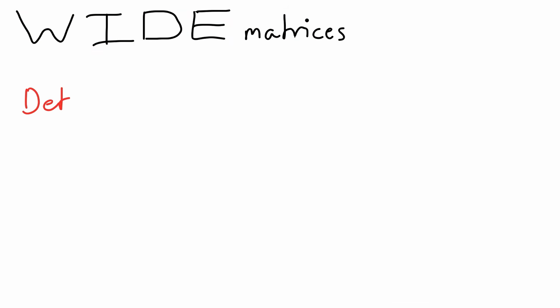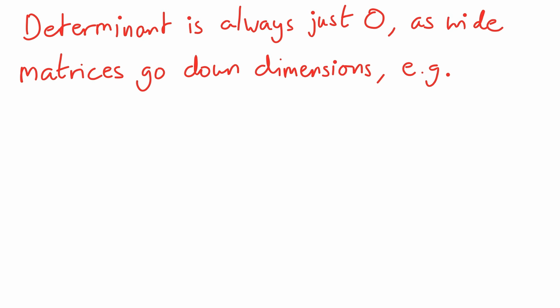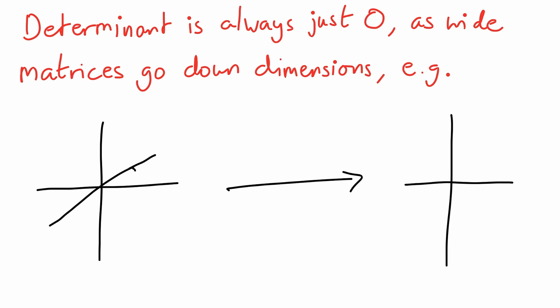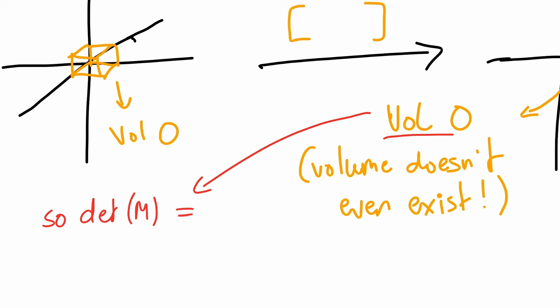Yeah, the determinant is always going to be 0, because these matrices all represent transformations from higher to lower dimensions. When this happens, the original measurement in the higher dimension doesn't exist in the lower dimension. For example, the volume of a unit cube transformed into 2D space would be 0, because the idea of volume just doesn't exist in 2 dimensions. So the general rule for wide matrices is that the determinant is 0.